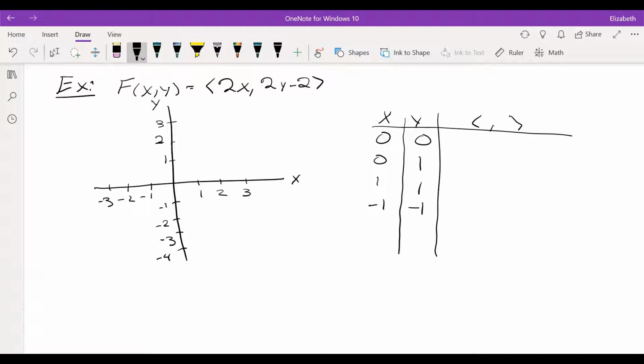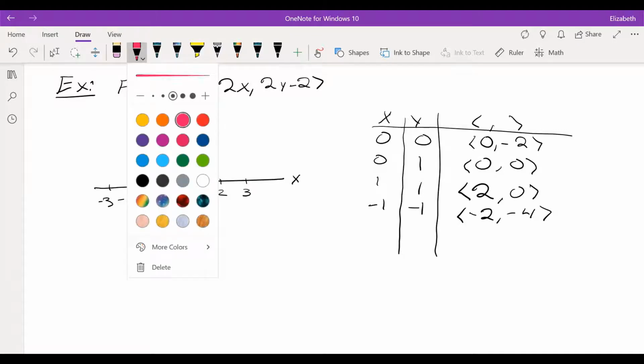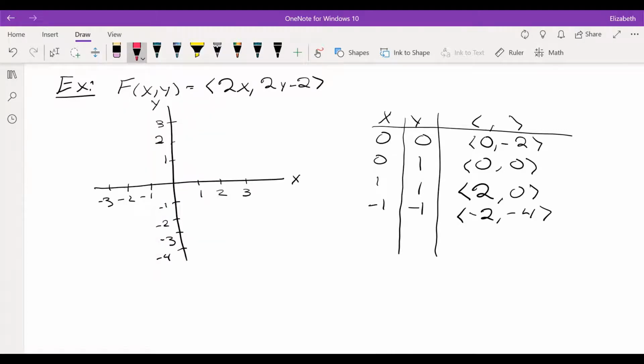So let's start with 0, 0. If I plug 0, 0 into my function, what I'm going to get back is the vector 0, -2. If I plug 0, 1 in, I'm going to get the vector 0, 0. If I plug 1, 1 in, I'm going to get back the vector 2, 0. And if I plug in -1, -1, I'm going to get back -2, -4. And now at this point, what I can do is plot these on my XY plane just to see what my vector field would look like.